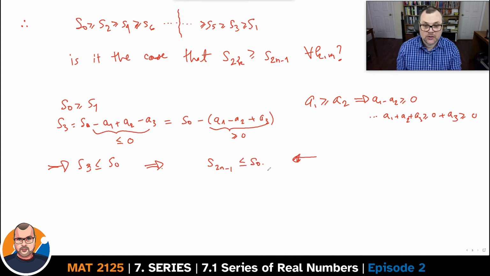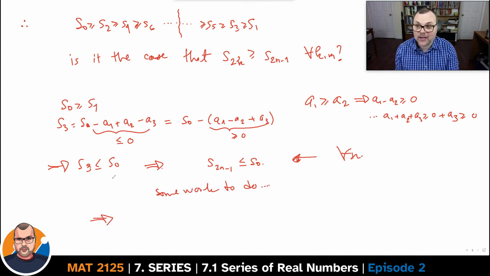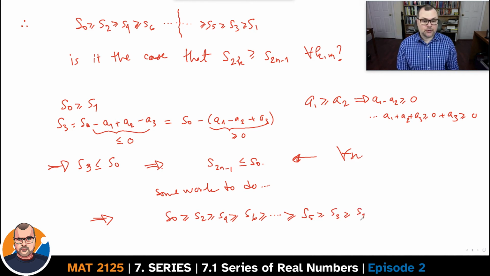In fact, it's not too hard to show that any odd numbered partial sum is smaller than S0. So we know this is true for every n, and then you can actually show that this also has to be true if you replace S0 by some of the other even numbered partial sums. So there's still some work to do, but you can show, that's the main takeaway here, that S0 is greater than S2, is greater than S4, is greater than S6, greater than all of the subsequent even numbered partial sums, and all of these are greater than the odd numbered partial sums.